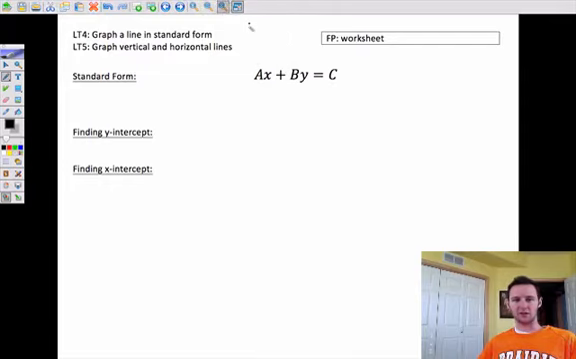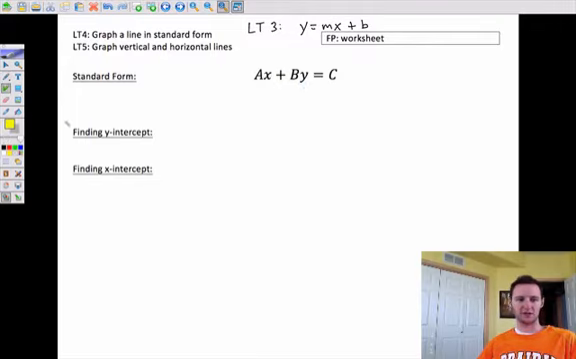In learning target 3, it was all slope-intercept form. Learning target 4 is all standard form, and this is what standard form looks like: AX plus BY equals C. The main difference here is that in slope-intercept form, we have the y all by itself on the one side. In standard form, we have the x's and y's on the same side, as well as their coefficients.